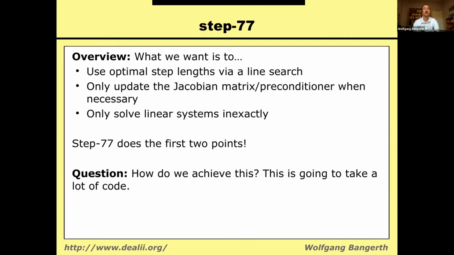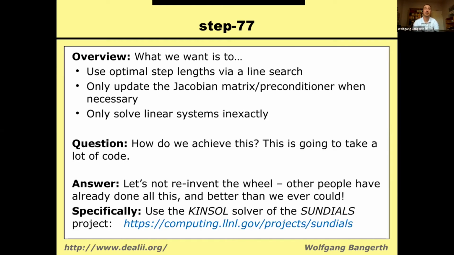So the question is, how do you do this, right? This is clearly going to take a lot of code. So I'm thinking this might be many hundreds, maybe a couple thousand lines of code. And the answer to these sort of problems is, well, you're using deal.II, that's because you don't want to reinvent the wheel, right? Other people have already written all of the finite element functionality you ever want in deal.II.